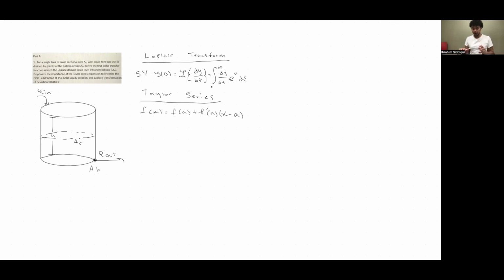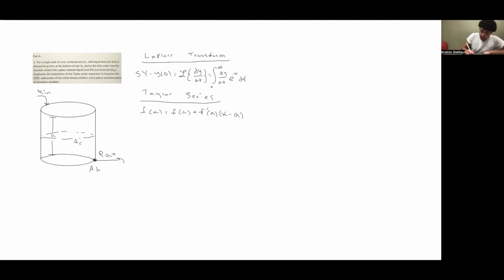Again, we have our tank and we have our height, as you can see here. We have our flow rate coming in, we have our Q out, the flow rate coming out. We have both cross-sectional areas, of the tank and the hole, and we have our height listed.